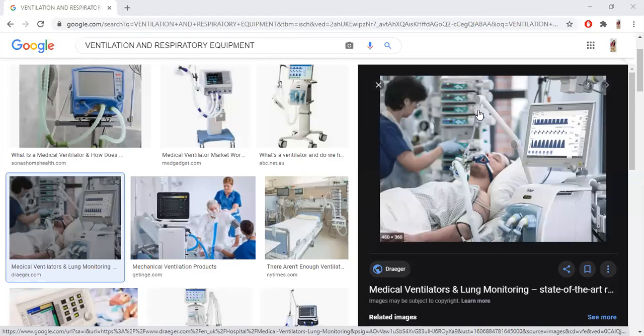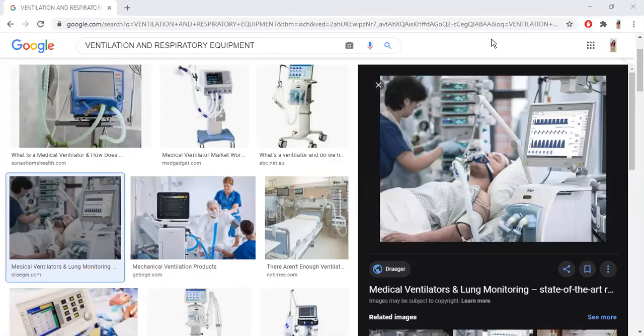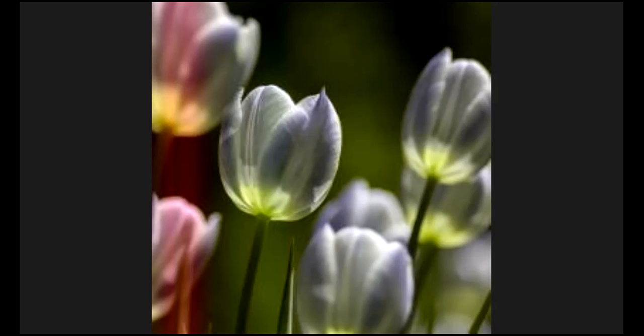And through this, it is known as a ventilator. It is also known as artificial respiration, through which the patient will be able to breathe. So this is known as ventilator and respiratory equipment. Okay, so yeah, you can write.